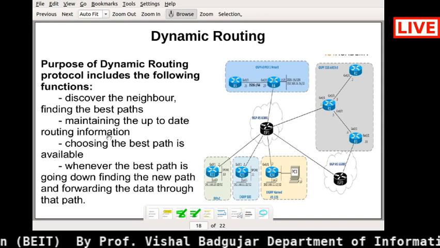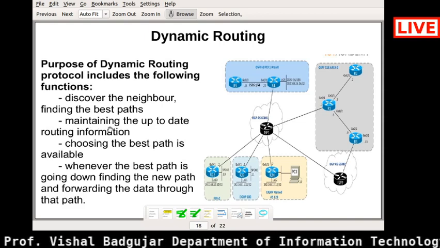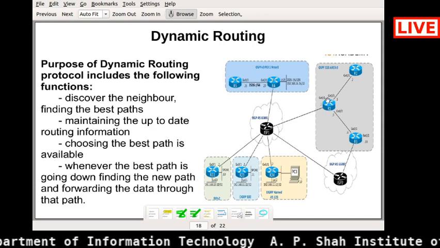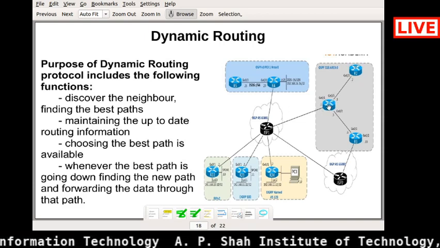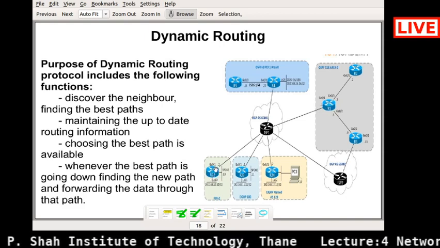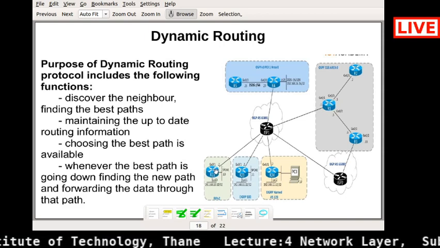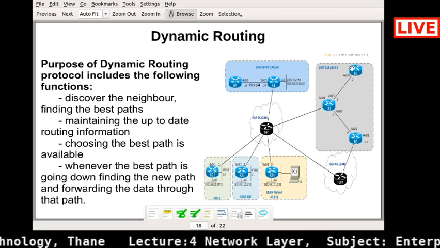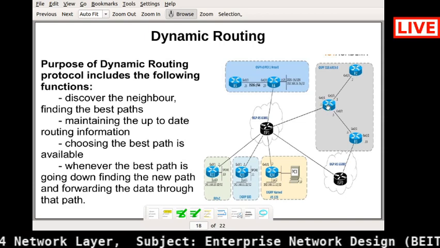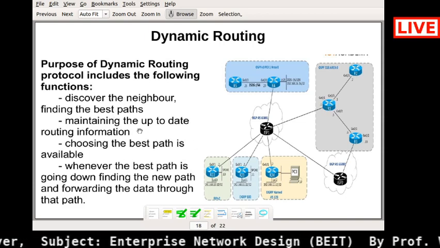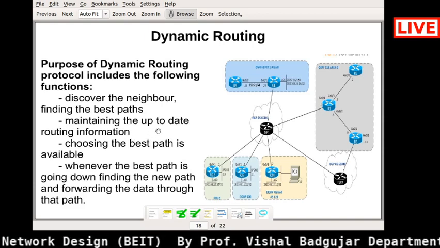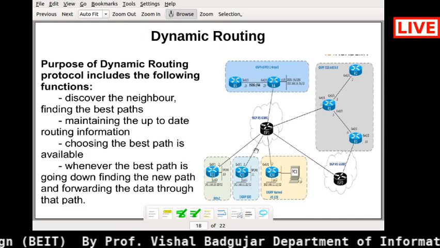The second one is maintaining up-to-date routing information. Obviously, when I am going to send a packet from this particular router to this other router via R1, R1 has the information about the source IP of this particular router. Again, R2 also has information about R1. So our router's task is to update the routing information and choose the best path which is available.